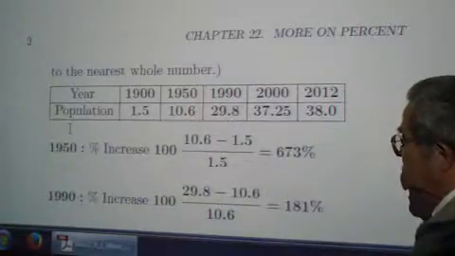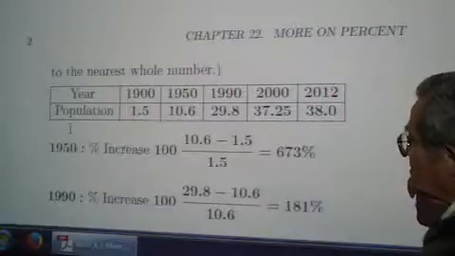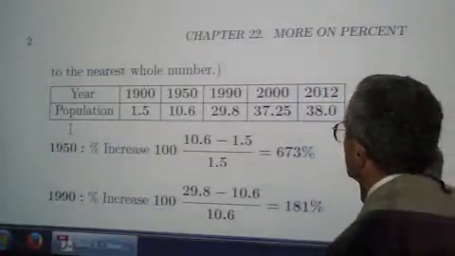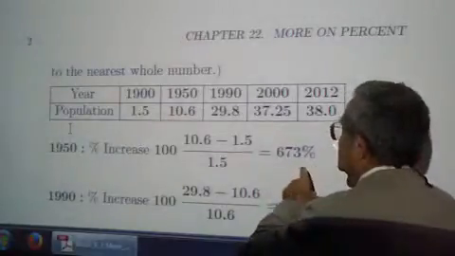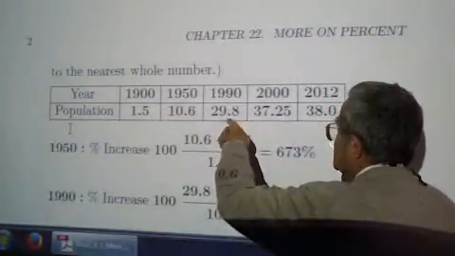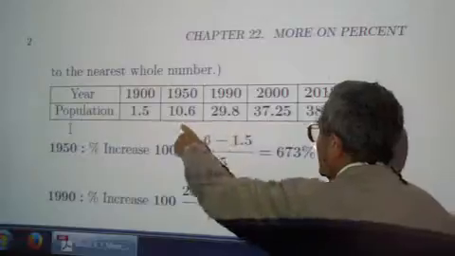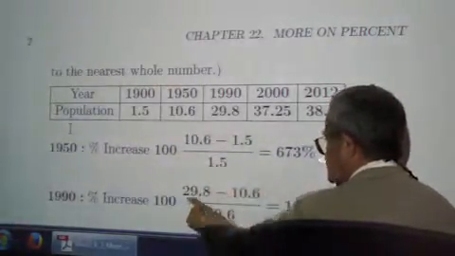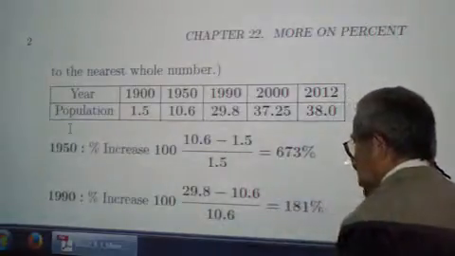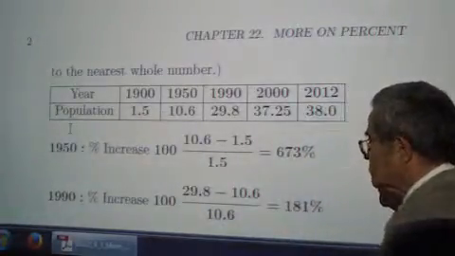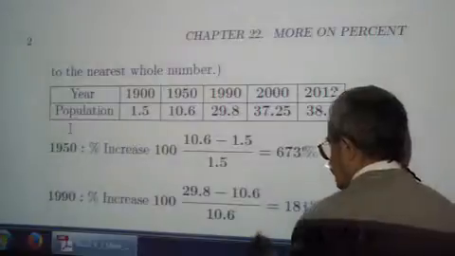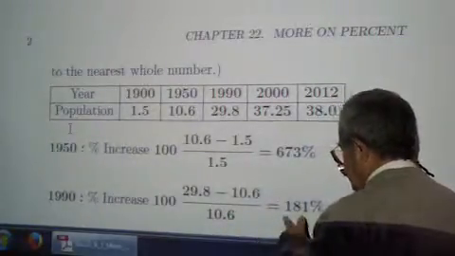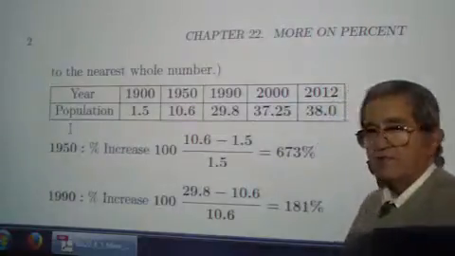Okay, and from 1950 to 1990, we have 29.8 minus 10.6 over the original number 10.6 times 100, 181%. So 29.8 minus 10.6 over 10.6 times 100, 181%.